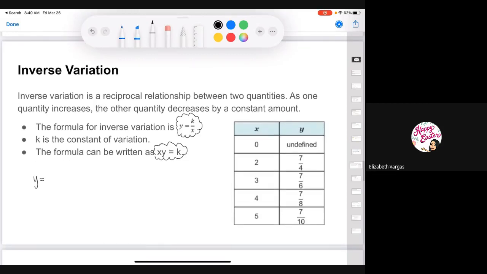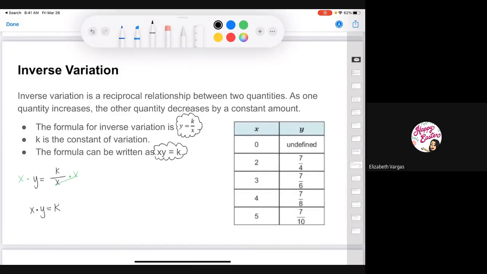Say I have my original formula like this. Why can it also be written as X times Y equals K? Well, basically because you can multiply by X on both sides to isolate K. And when you do that, you get X times Y equals K. So they're basically one and the same thing. Whichever way you choose to represent it, you can go ahead and do that.